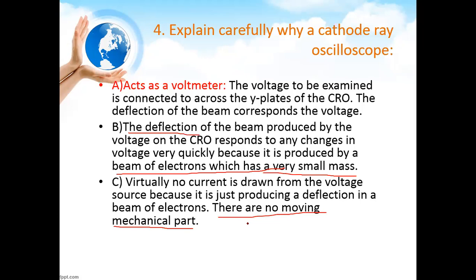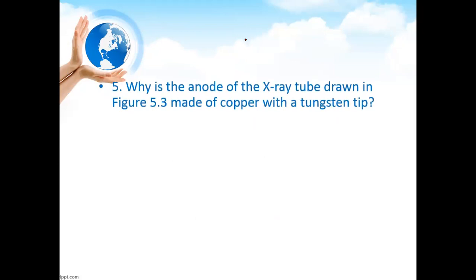Again, this is page 163. Question number 4. So let's go to question number 5. Why is the anode of the X-ray tube drawn in figure 5.3 made of copper and with a tungsten tip?